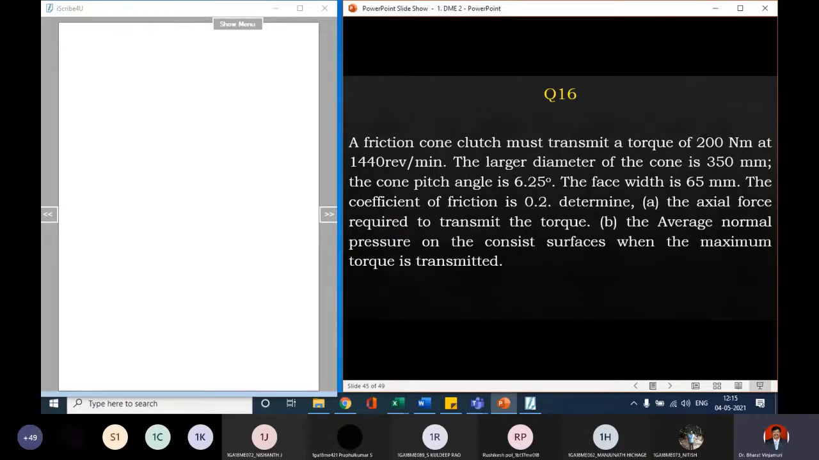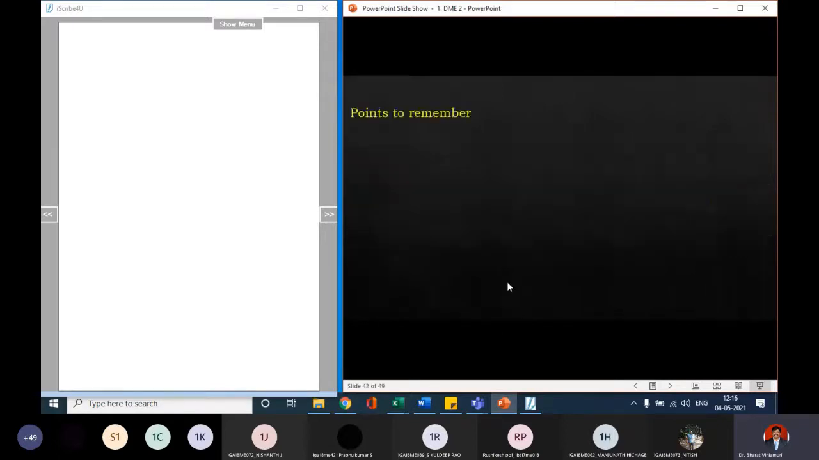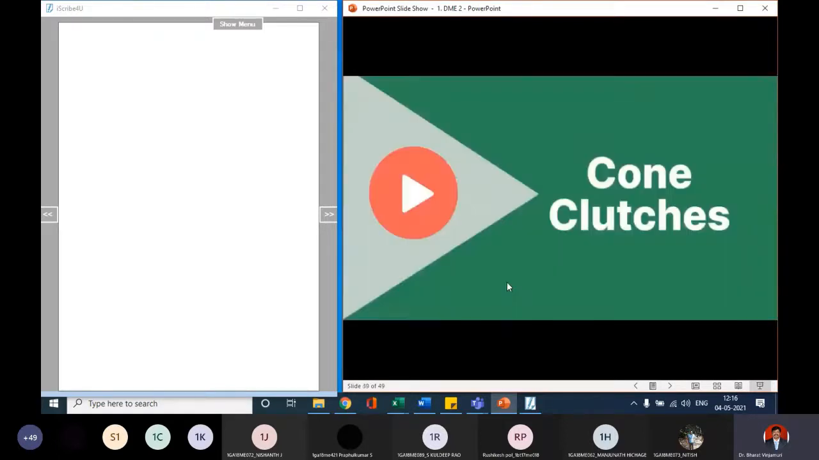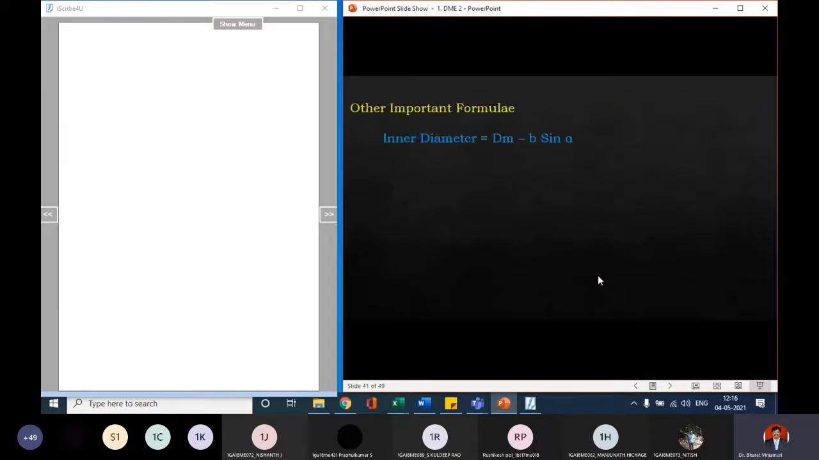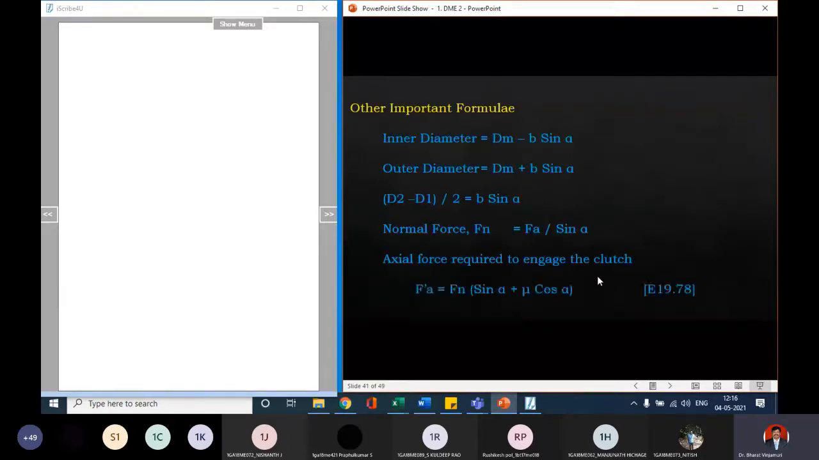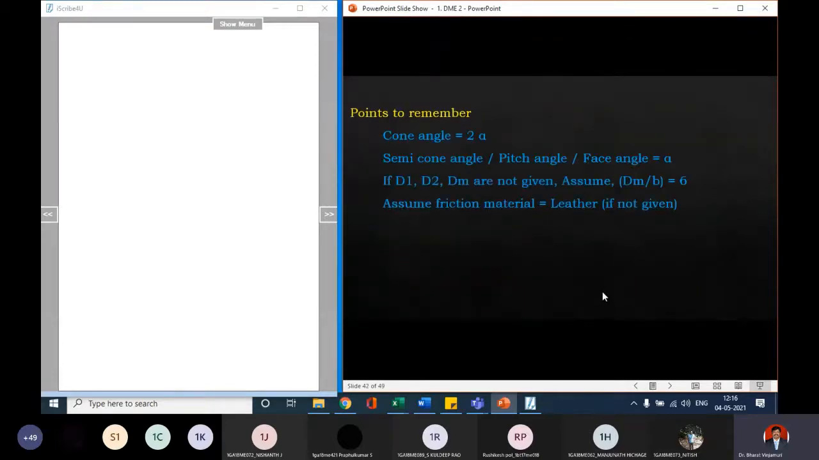A friction cone clutch. See, as I said in the previous classes, there is no type 1, type 2, type 3 problems here. So everything is one. Some data is not given. We know the equations which we are going to use. I have already explained them. It is only two equations which I am using. To support these equations, I have a few more equations.